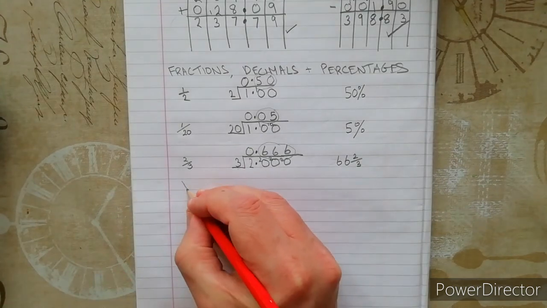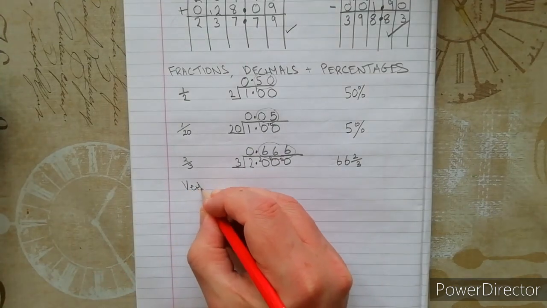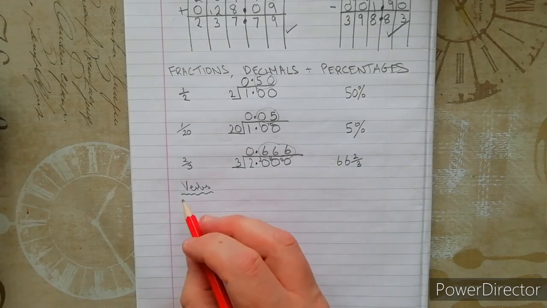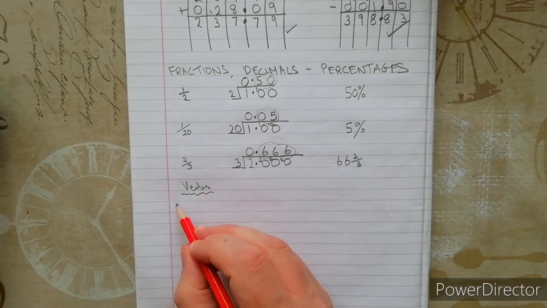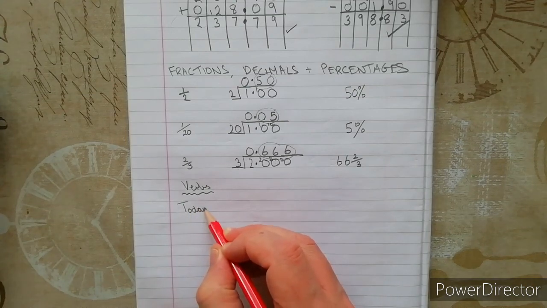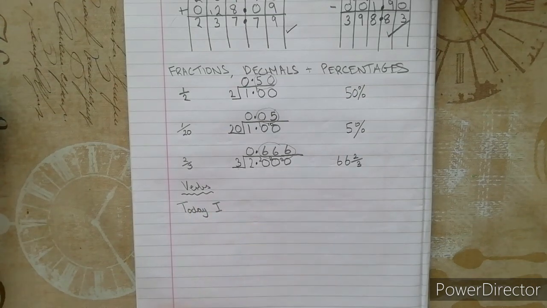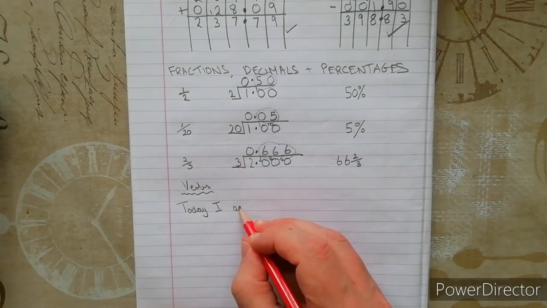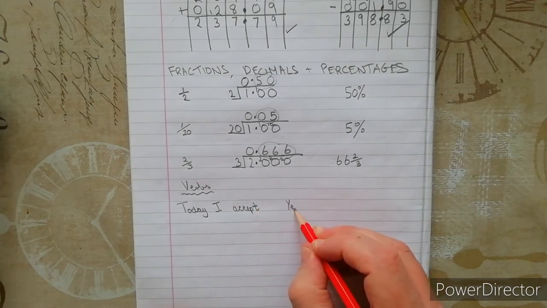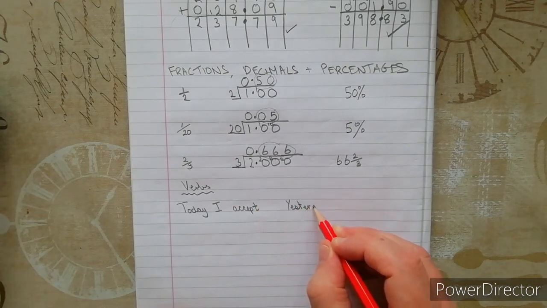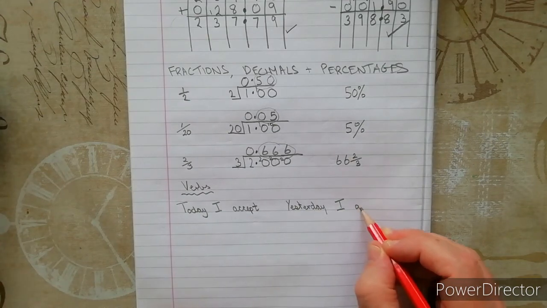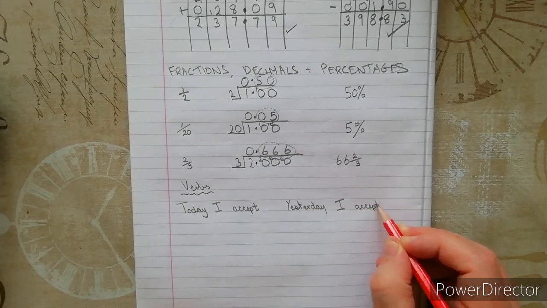So let me just show you that. Now, I don't think you would have had to do this with accept. I think you probably would have known that accept was accepted. But there's your present tense: today, I accept. Yesterday, I accepted.